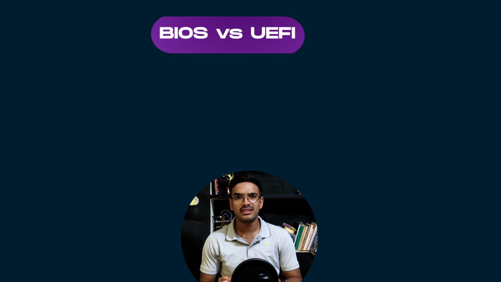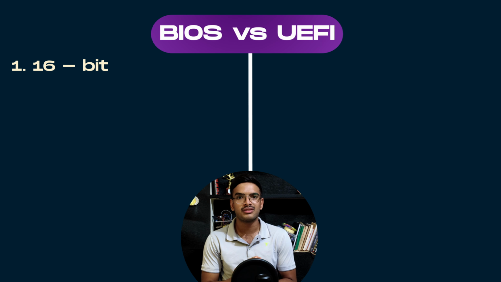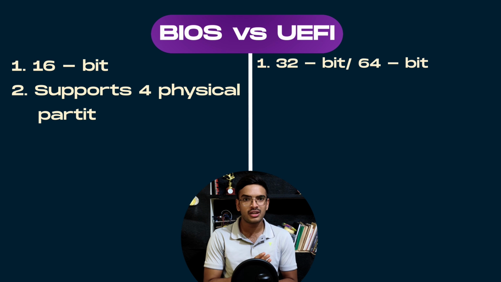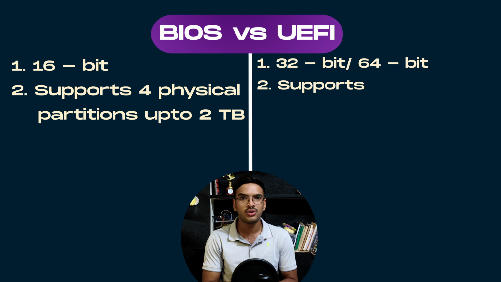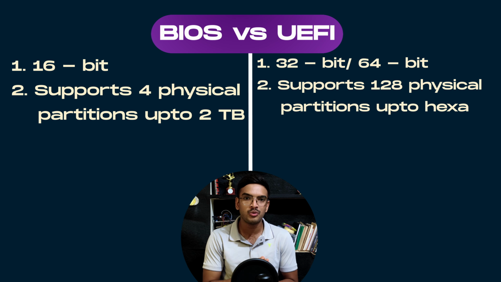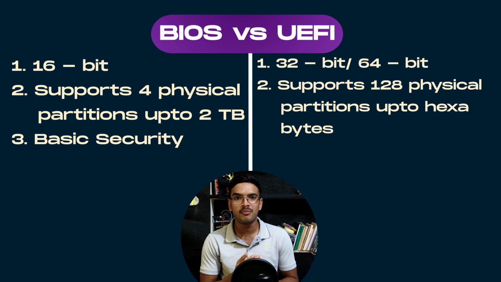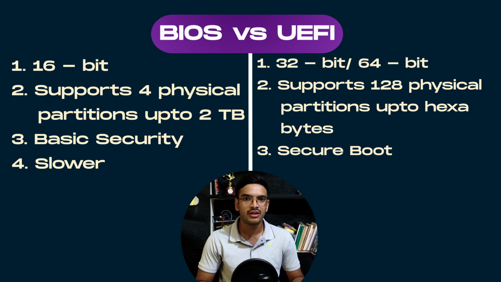Now let us summarize the key differences between UEFI and BIOS. BIOS operates on a 16-bit interface, whereas UEFI can operate on a 32-bit or 64-bit interface. BIOS supports 4 physical partitions up to 2 TB, whereas UEFI supports 128 partitions up to exabytes. BIOS provides basic security, but UEFI provides Secure Boot. The performance of BIOS is quite slower as compared to UEFI.